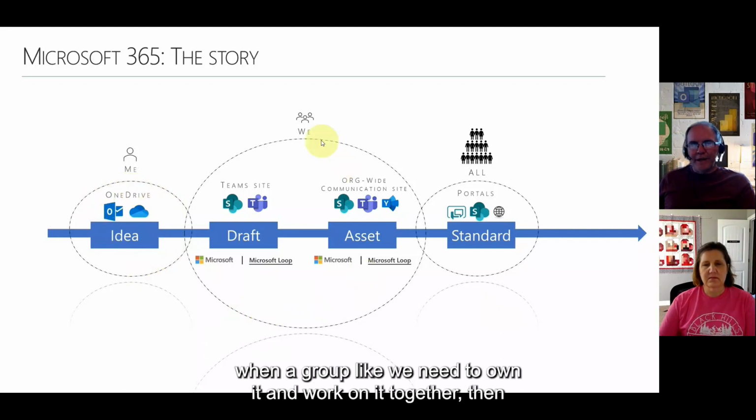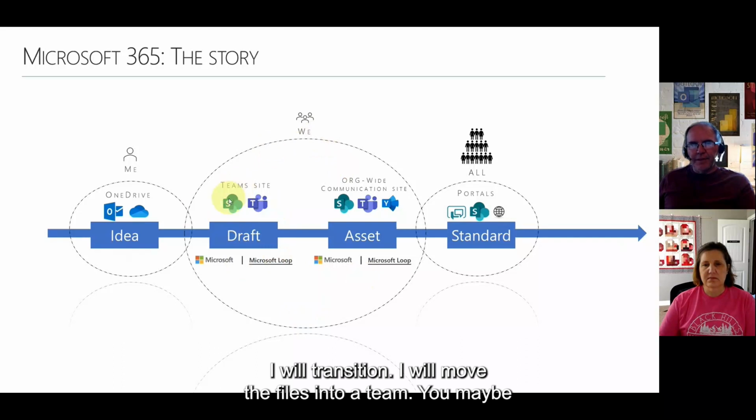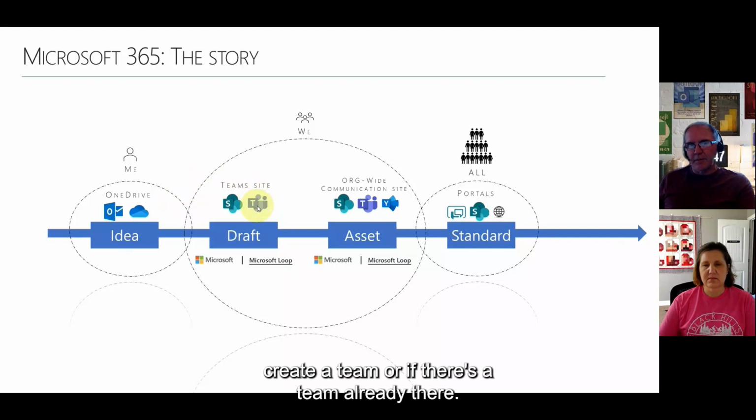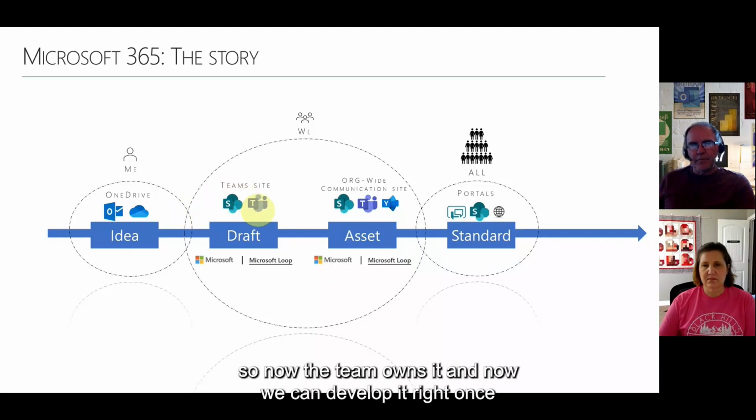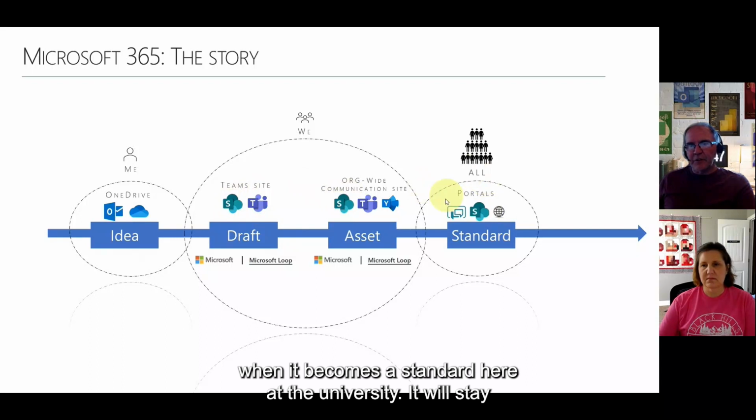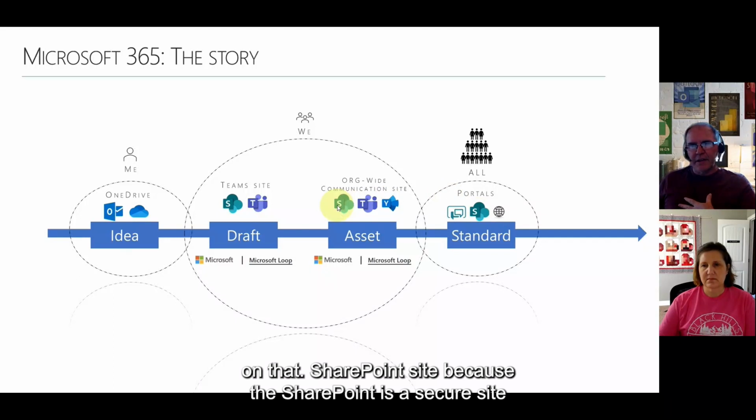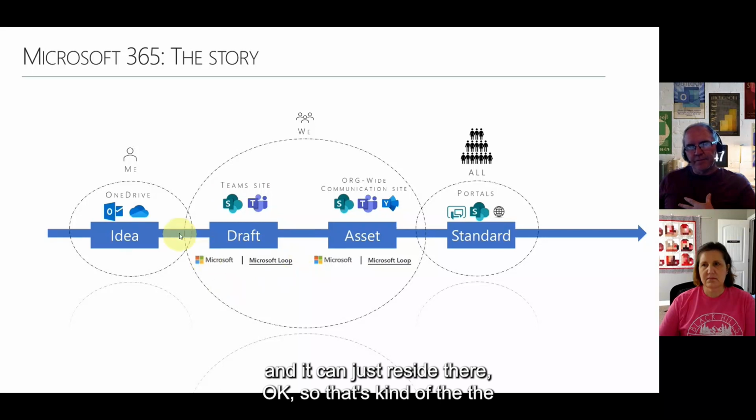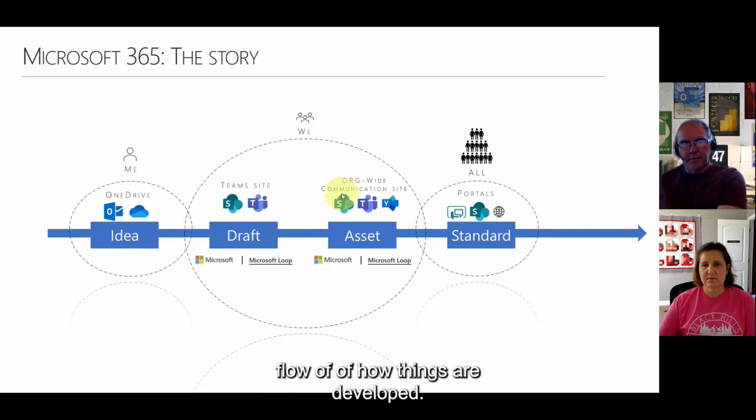Now when we need a group to own it and work on it together, then I will transition. I will move the files into a team. You maybe create a team, or if there's a team already there, I will give access to the team. So I'll give the team the file. So now the team owns it. And now we can develop it, right? Once it's in that team or SharePoint site, even when it becomes a standard here at the university, it will stay on that SharePoint site because SharePoint is a secure site and it can just reside there, okay? So that's the flow of how things are developed.